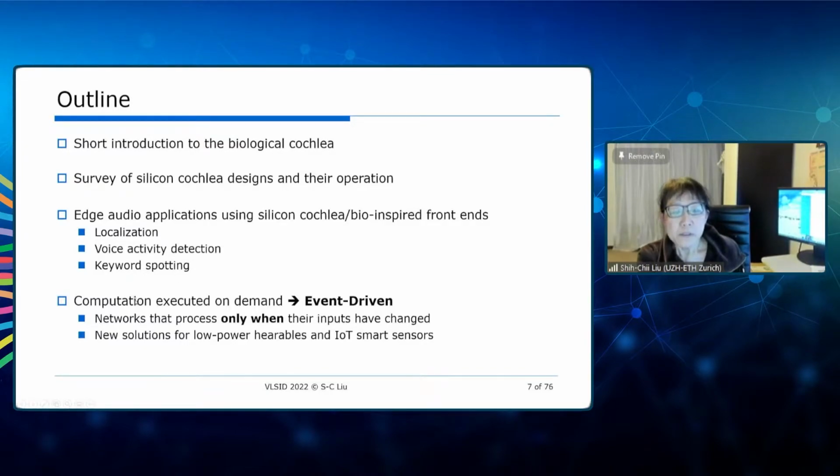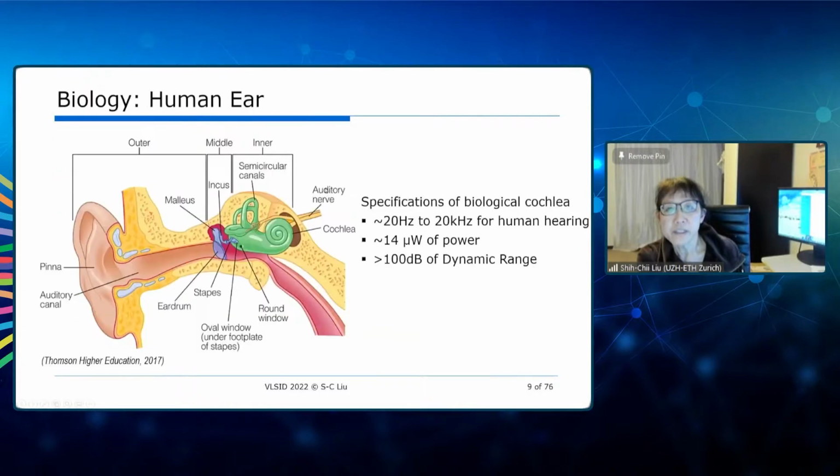And finally, I also want to talk about a different kind of computation. This is computation executed on demand. It's inspired by the brain. It's event-driven, and these networks process only when your inputs have changed. This is a new solution that we're suggesting for low-power hearables and IoT smart sensors. And so let me go straight to the introduction on the biological cochlea and the survey of the silicon cochlea designs and their operation. So let's look at the human ear.